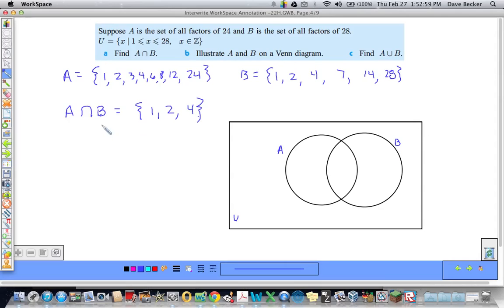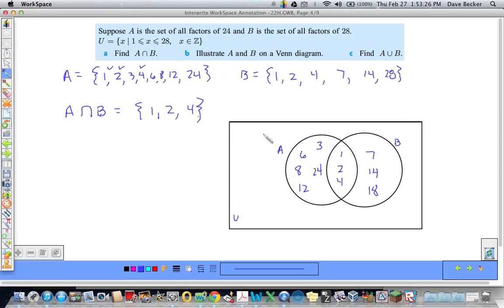Okay. Well, the first thing I'm going to do is what they have in common: 1, 2, and 4. Then what else? Set B is 7, 14, and 28. So I have 1, 2, and 4 here. I just want to make sure I get everything. So I need to put in for A 3, 6, 8, 12, and 24.